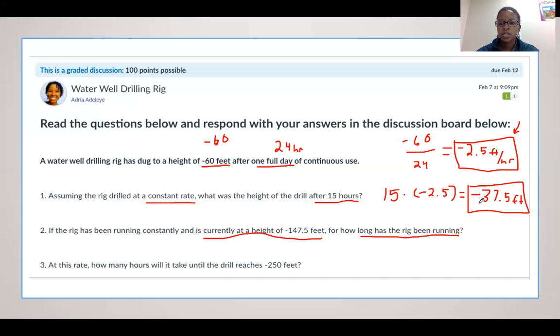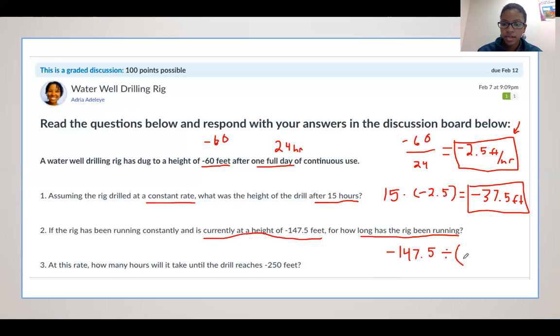But as we learned in our unit on unit rate and our constant of proportionality, if we take our constant and multiply it to find our feet, then going the opposite direction, we're going to take our constant and divide. So we'll take -147.5 and divide that by -2.5, because that's our constant.